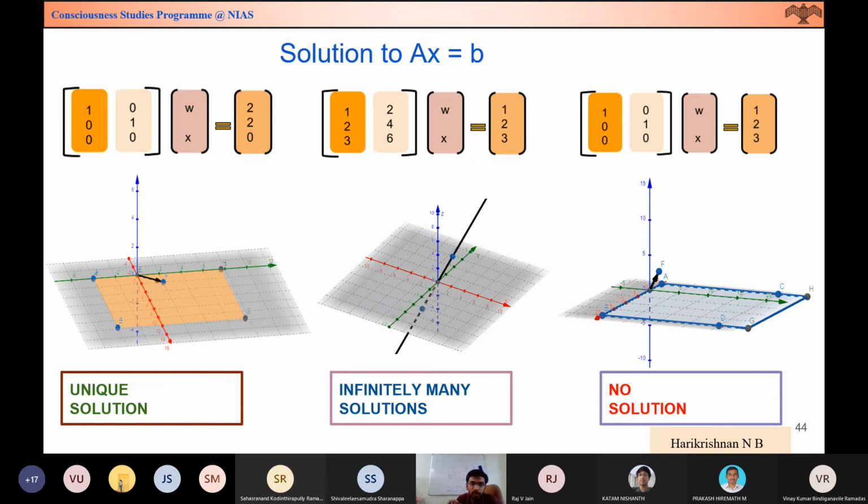So we have 3 cases: unique solution, infinitely many solutions. Unique solution when both of these column vectors are linearly independent. In the case of infinitely many solutions, you can say that the column vectors are linearly dependent. You can see the second column is 2 times the first column. In the case of no solution, B does not lie in the column space.